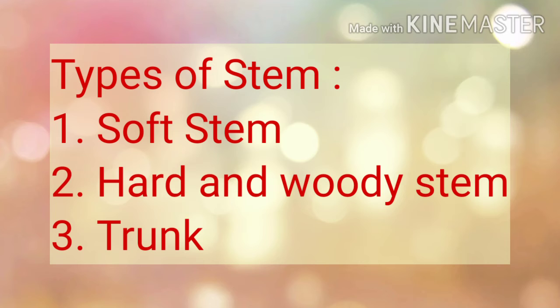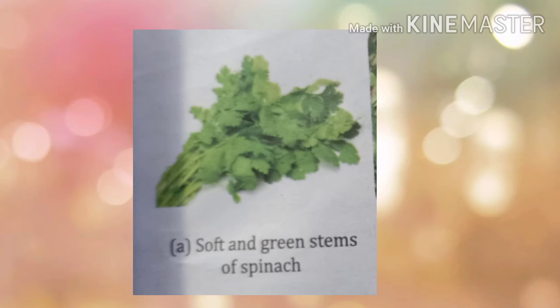Now we discuss the types of stem. There are 3 types of stem: soft stem, hard and woody stem, and trunk. All plants do not have the same kind of stem. Trees have a thick, hard, strong stem called the trunk.